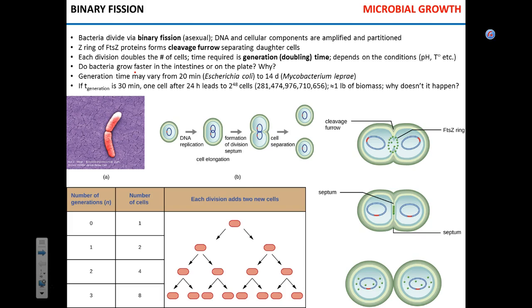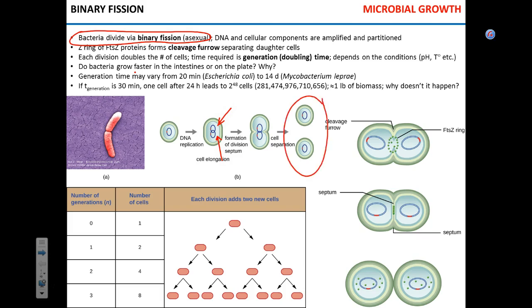So first, since we're going to be talking about bacteria, let's make sure that we're all on the same page. I'm not going to torture you with sexual reproduction or mitosis. Basically, the whole story about reproduction is going to end right now. Bacteria divide via binary fission. That's asexual division. Essentially, what happens is that bacterial DNA is replicated. All the components of the cell are multiplied, doubled, and the cell is separated into two halves.